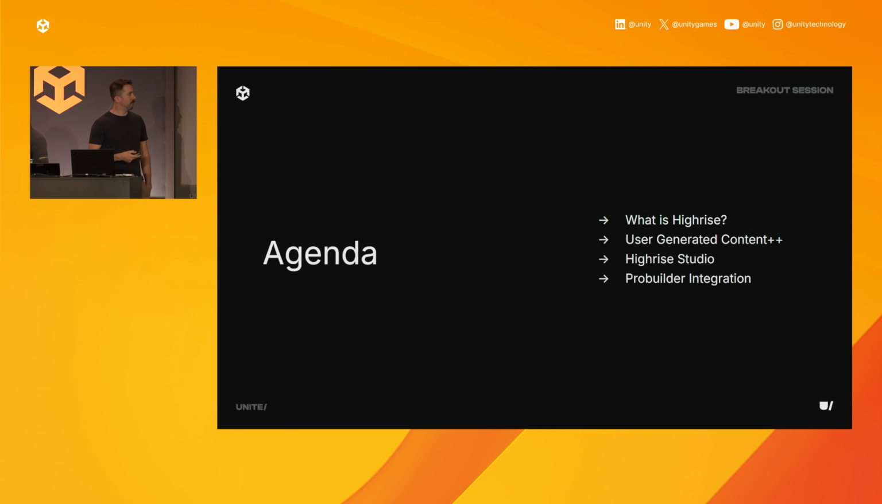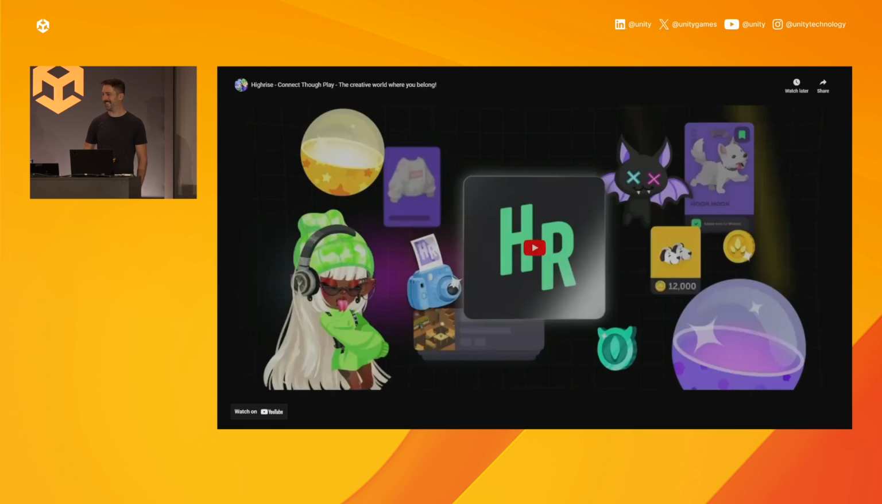So I'll first introduce the game. The game I work on is called Highrise. I'll talk about our path to empowering user-generated content. I'll go into a little bit more detail about what we call Highrise Studio. And then, of course, I'll talk about ProBuilder. I may have left Unity, but I'm still preaching the good word, as it were. So I'll just give you a quick trailer of what the game is.